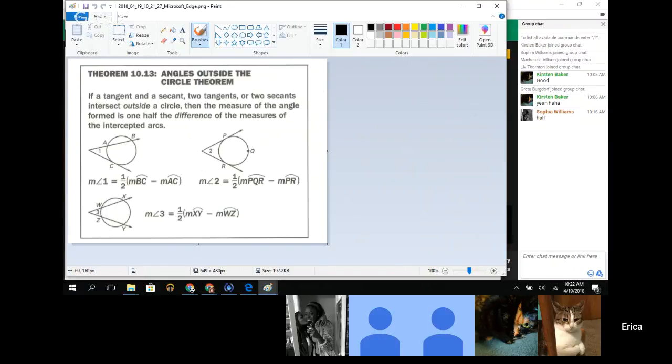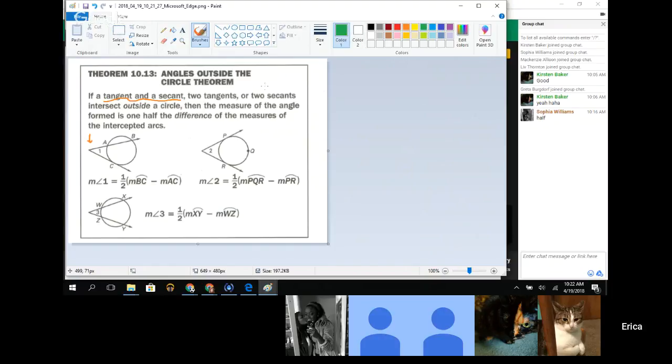And it does. So it says if a tangent and a secant, two tangents, or two secants intersect outside the circle, then the measure of the angle formed is 1/2 the difference of the measures of the intercepted arcs. Okay, so what does this mean? It's giving you 3 different scenarios, but the formula remains the same. So the first one is a tangent and a secant. Okay, so this is an example of a tangent and a secant.